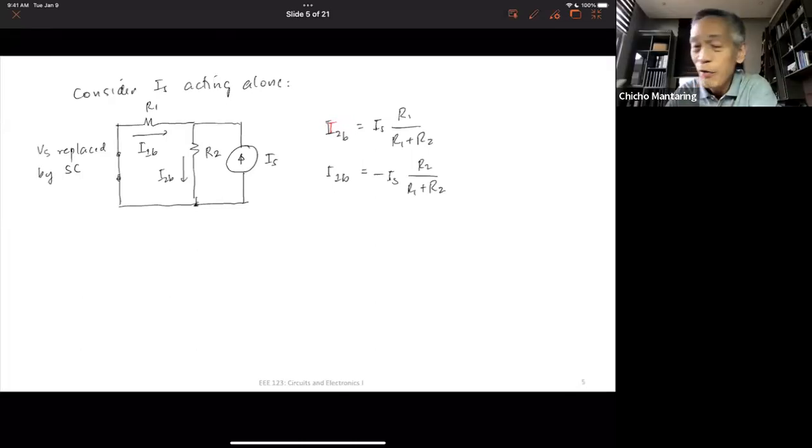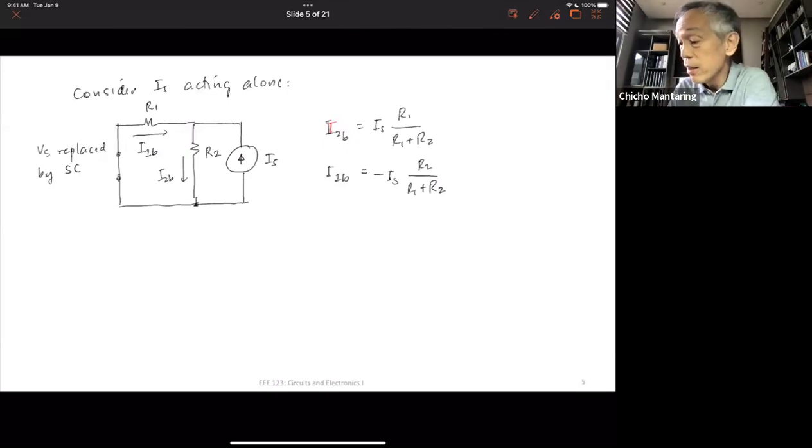Because if we were to follow current division, this current here will flow downward here and will also flow right to left here, no? But take a look at the reference direction here. It's from left to right. So that should be negative, okay?